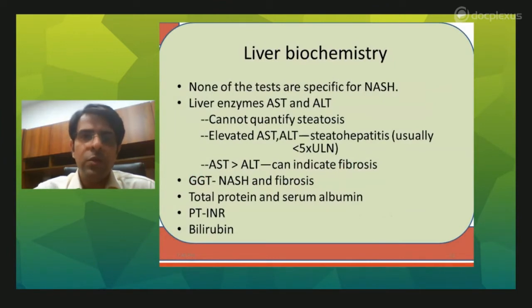So which are the tests that we usually do? No tests are specific for NASH. We do the LFT, in which we have liver enzymes, AST, ALT. They cannot quantify how much fat there is, but they will tell us that there is inflammation. If AST, ALT is elevated, then these patients are more likely to have NASH rather than NAFL. If AST is more than ALT, then that indicates that probably there is some underlying fibrosis also. So these tests can help you determine a problem if they are abnormal, but they can still be normal in the presence of NASH.